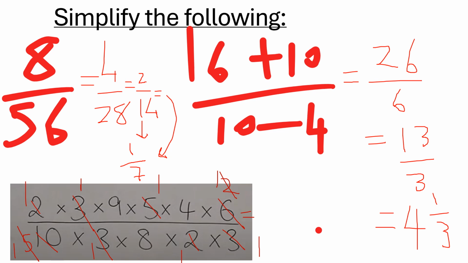Divide top and bottom by 4. So you get 1 and you get 2, if I'm not mistaken. I think I've exhausted everything here. So on the top, you've got 1 times 1 times 9 times 1 times 1 times 1. That'll be 9. And on the bottom, you have 1 times 1 times 2 times 1 times 1. So that'll be 2. So I get 9 halves, or 4.5. 9 halves is my improper fraction or top heavy fraction.